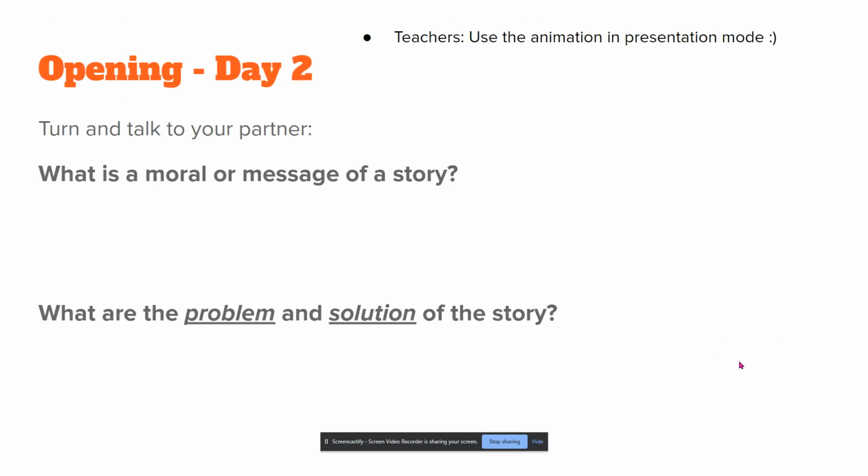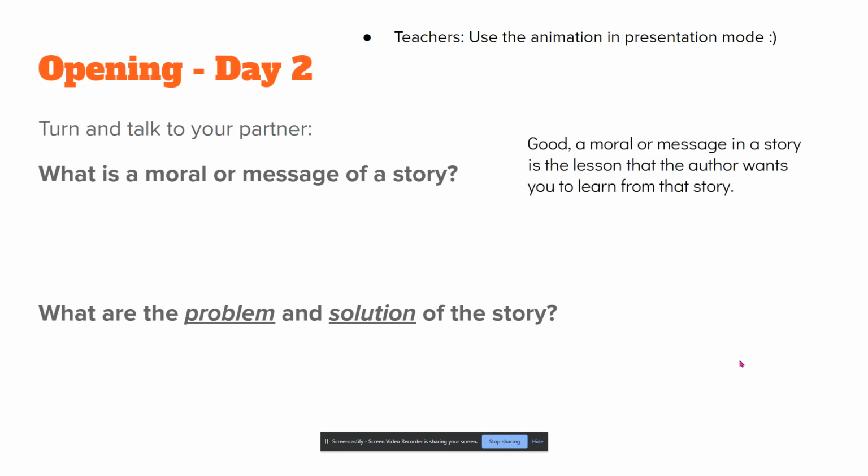What is a moral or a message of a story? A moral or message in a story is the lesson that the author wants you to learn from that story. Sometimes the character can learn from it, but ideally we want to know what readers, like yourself, can learn from it. What life lessons can you take from that? It doesn't always necessarily involve what's exactly happening in the book, but what can you take into your real life?